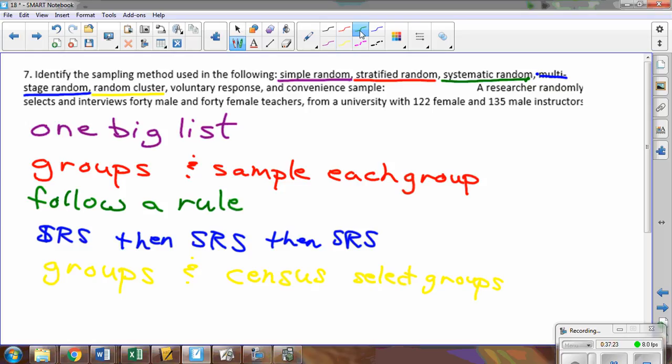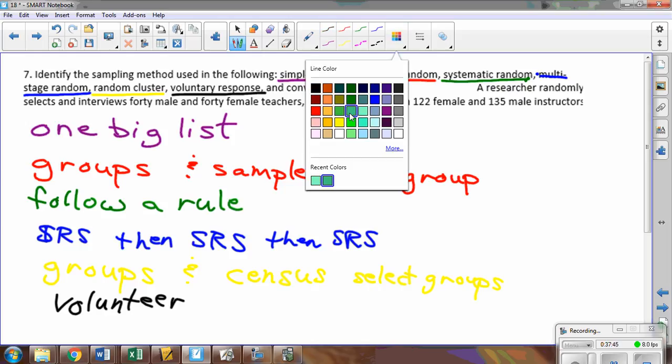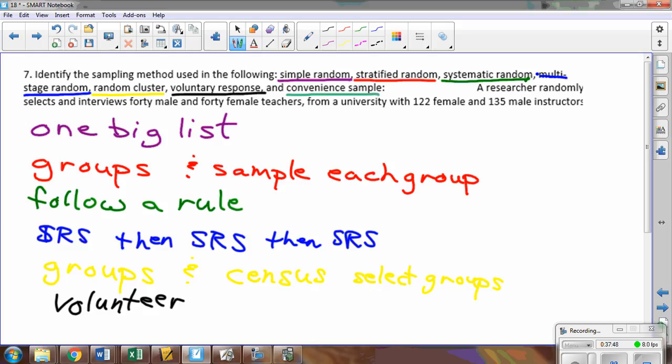Each of those ones are considered good methods. They're okay to use. We should avoid voluntary response. In a voluntary response, well, it's right there in the name. People have to volunteer. They have to say, yes, pick me. And lastly, for a convenience sample, fairly straightforward, just do what's easy. If it's easy for you to do, if it's convenient for you, that's what makes it convenience.